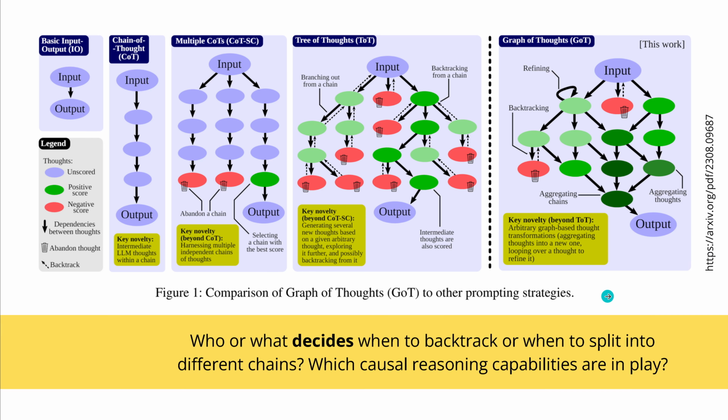Of course, please always be aware when you ask yourself, hey, who or what decides when to follow a specific link or when to backtrack from a chain or split into different chains. What are the causal reasoning capabilities that are in play? This is, of course, our LLM, specifically the pre-trained dataset, the quality of the pre-trained dataset of our LLM or our vision language model.